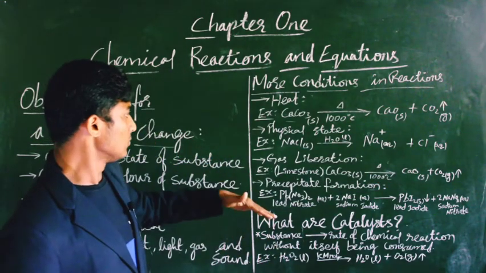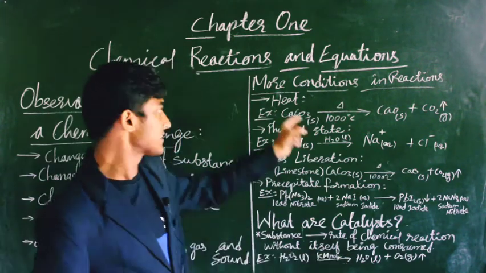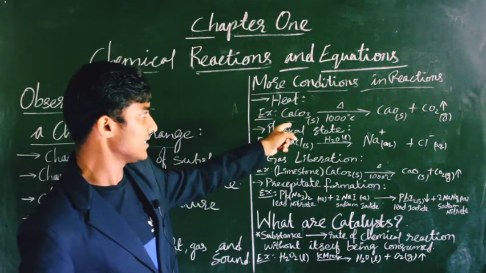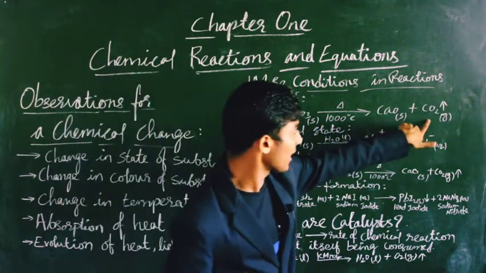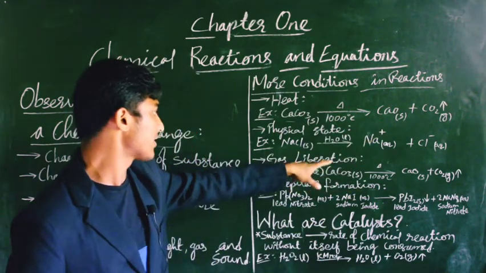Now let us get into the third step, gas liberation. Already we have seen this with the first example, limestone, calcium carbonate. When we perform this reaction, we have seen carbon dioxide is liberated. That is an example for gas liberation.